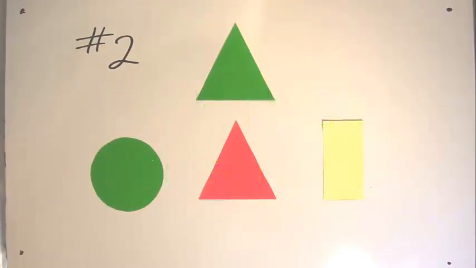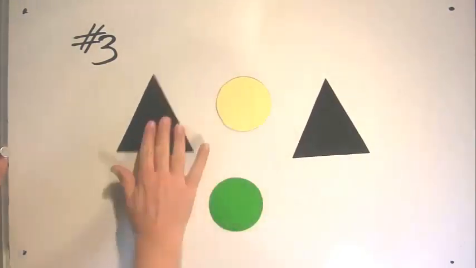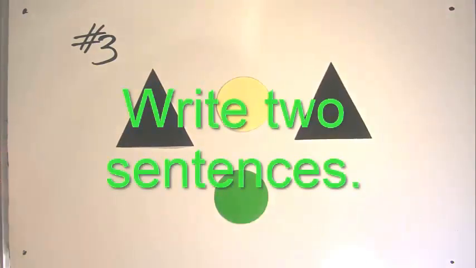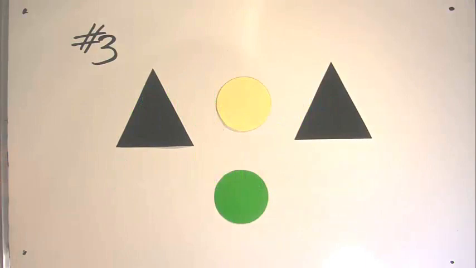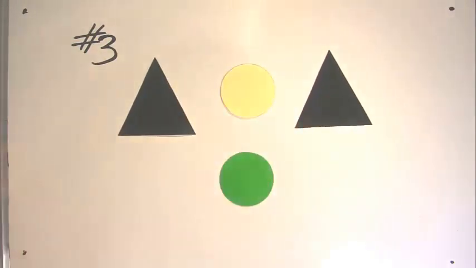This is figure number 2. So when you finish, you should now have 6 sentences written in your English notebook. If you would just write 2 sentences to describe this figure, go ahead and write 2 sentences. And when you're finished, you should have a total of 8 sentences now.